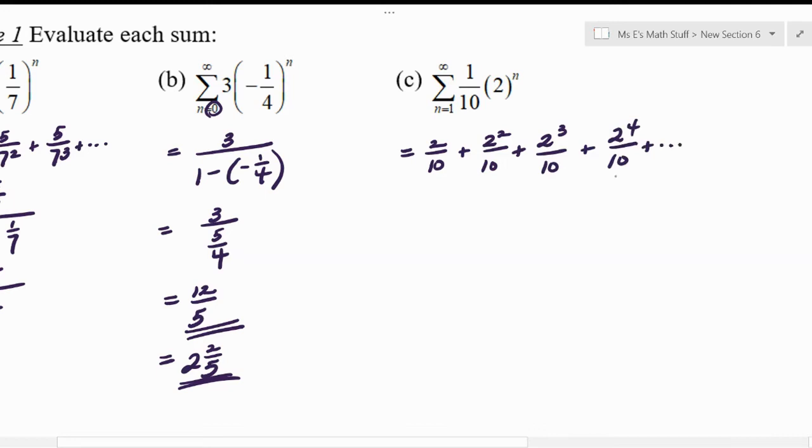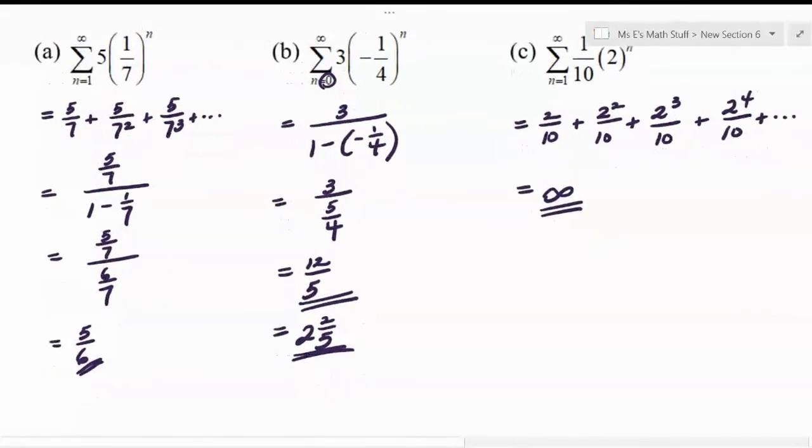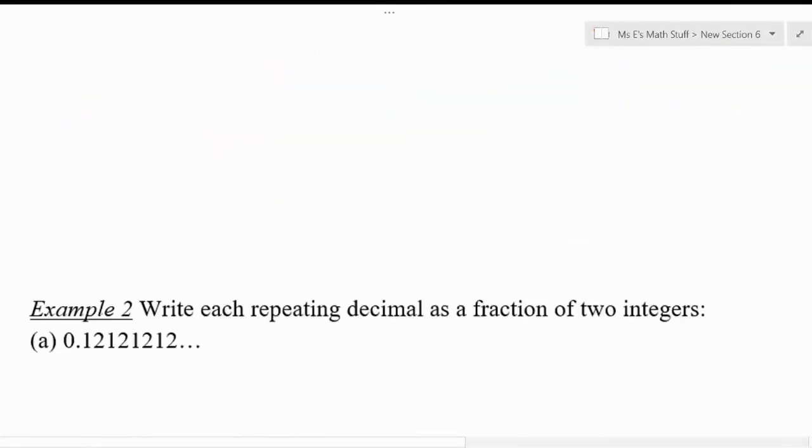So I hope it makes sense that the terms themselves are getting larger and larger in magnitude, and you're adding up infinitely many of them. So the answer for part C would have been that your terms add up to infinity. There we go. All right, my friends.